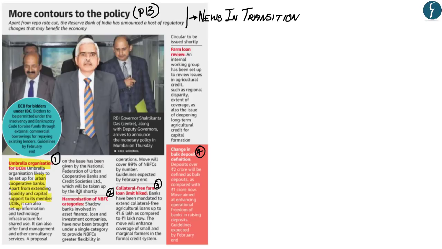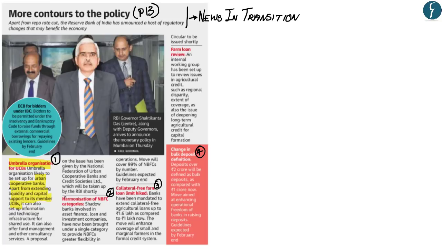Apart from this, urban cooperative banks, because they are not earning much profit, they are not able to spend much more expenditure on IT-enabled services. And thereby what this umbrella organization would do is help urban cooperative banks to form a IT infrastructure. However, you have to understand that this news is in transition, whereby we have to wait and see as to in which form and with which features this umbrella organization for urban cooperative banks is formed.